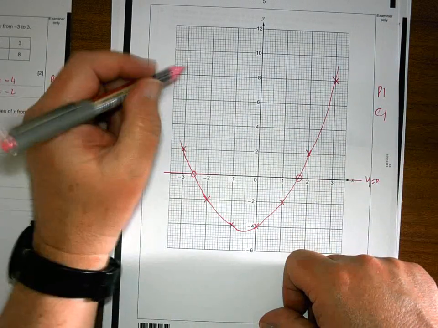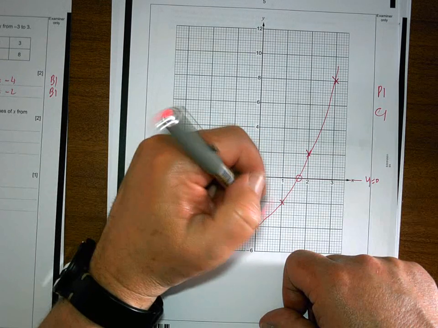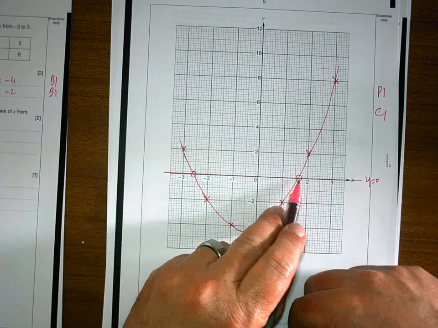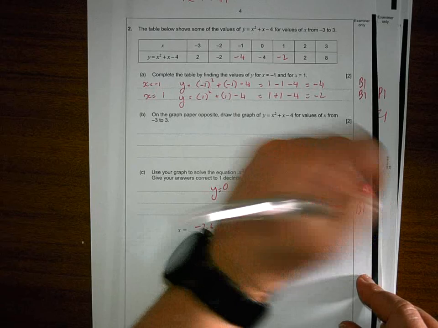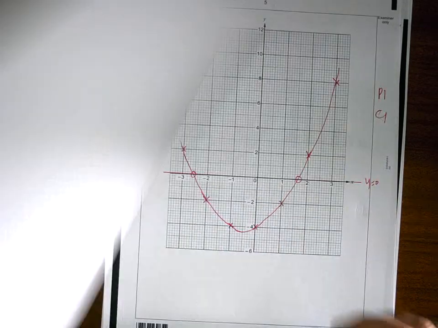and 1.6. Now because you're drawing that graph freehand, your curve might be slightly different. The one I did in class earlier, I think I had 1.7. So they will allow you that degree of tolerance when reading off that. And there's 1 mark for that, so you need to get both of those values correctly read off.